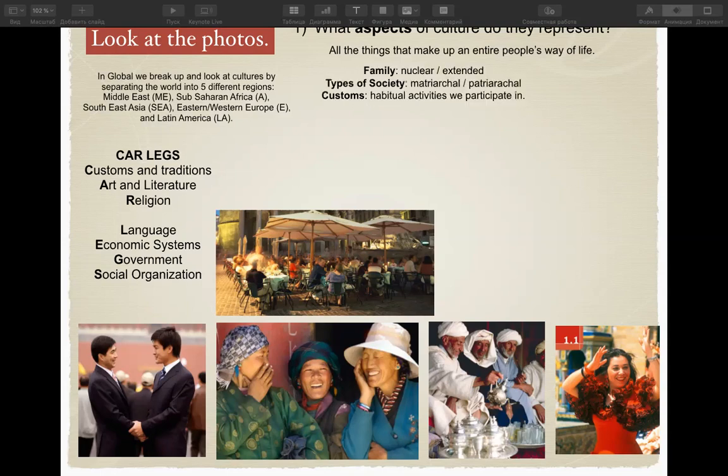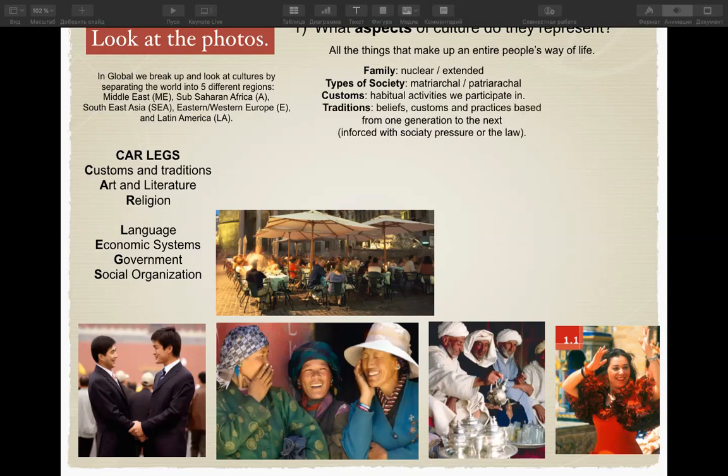Also, they say that the family is really an aspect of culture. The family can be nuclear or extended. Nuclear means the usual way of life, like husband, wife, and children. As for the extended ones, that means they all live together, like grandfather, grandmother, father, mother, children, uncles, aunts, all together in one house. As for the types of society, it's matriarchal and patriarchal. Okay, it's quite clear.